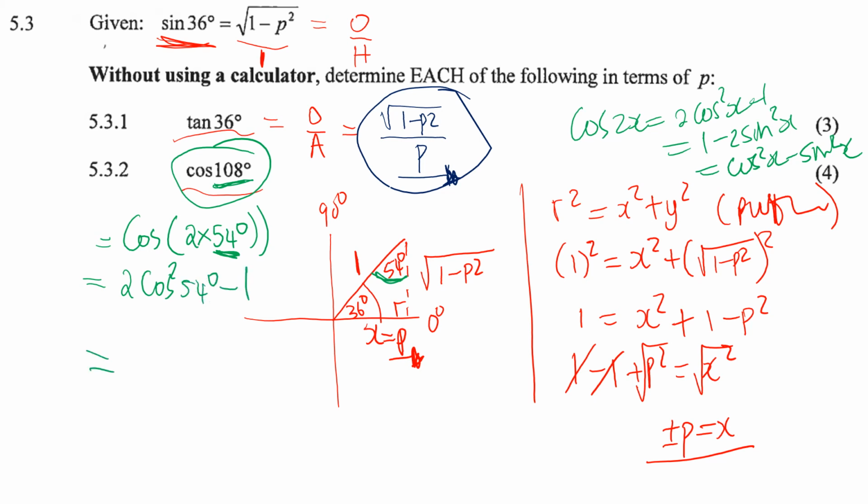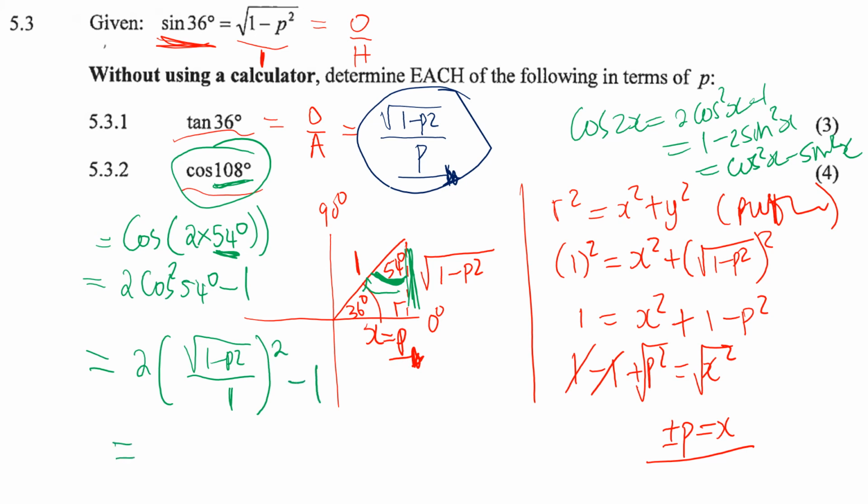All right, so now we can go and simplify. What is cos 54 degrees? Now we have expressed it in terms of an angle inside the triangle. Cos 54 will be adjacent, which is this side, root of 1 minus p squared, over hypotenuse, which is 1, right? And this is squared because our cos 54 is squared. Then we say minus 1.